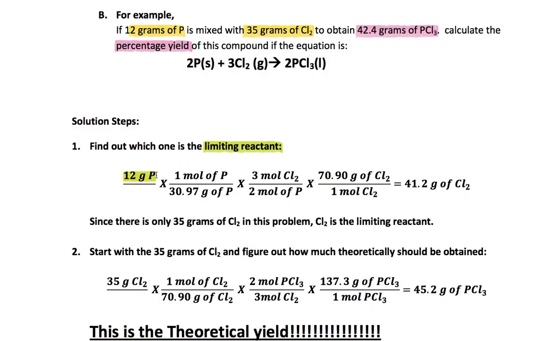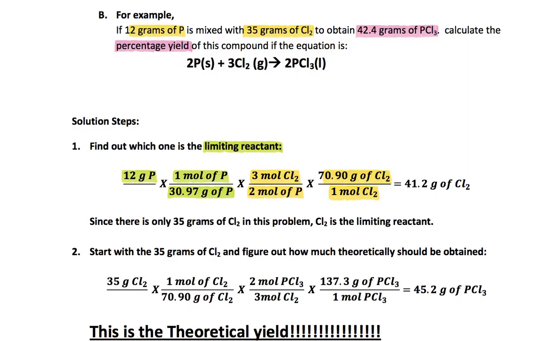So here I'm starting out with the 12 grams, remember, of phosphorus I was given. I'm using the molar mass to convert phosphorus into moles. And then I can use what's called the mole ratio that allows us to convert from one thing to another. In this case, allows us to go from phosphorus to chlorine. Now that we're in chlorine moles, we can then go to grams of chlorine by using the molar mass of chlorine.